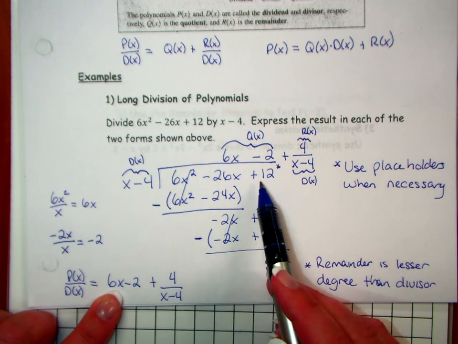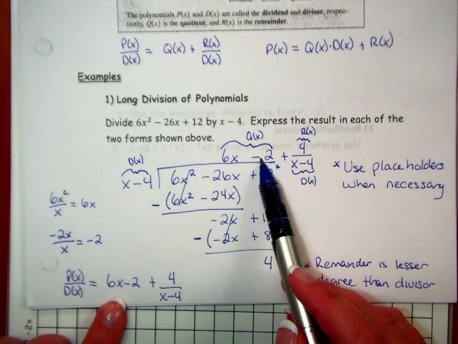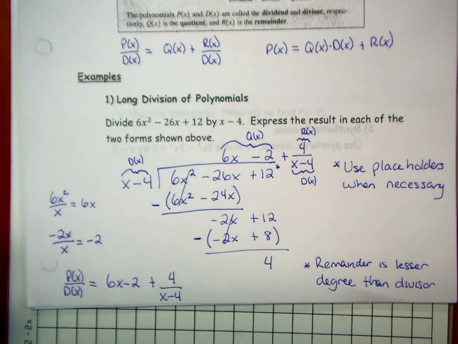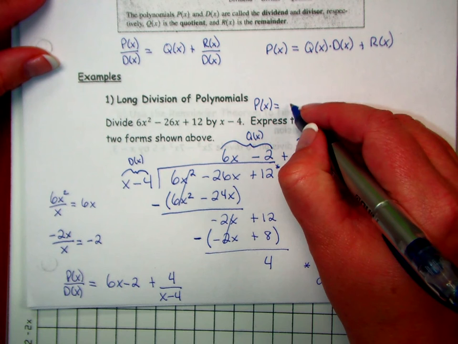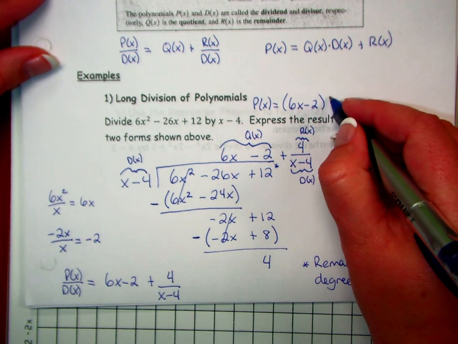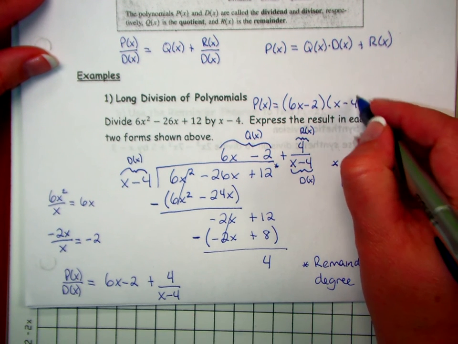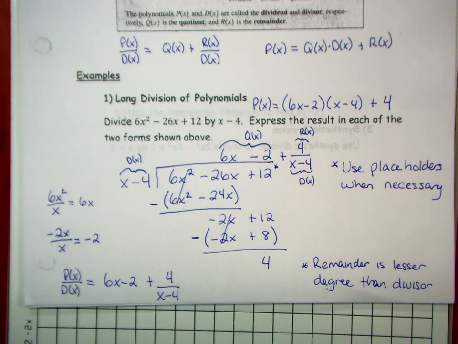So the other way of writing this is we could say P of x equals Q of x times D of x plus R of x. Let me go ahead and do that up here. P of x equals the quotient times the divisor plus the remainder. So the remainder is just 4.